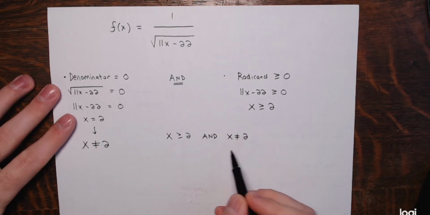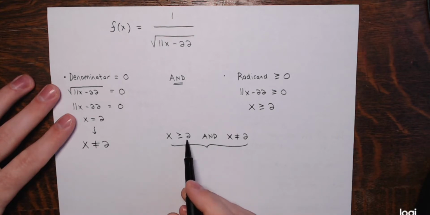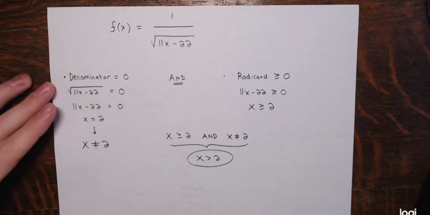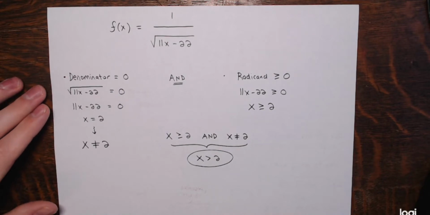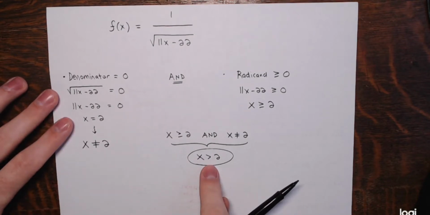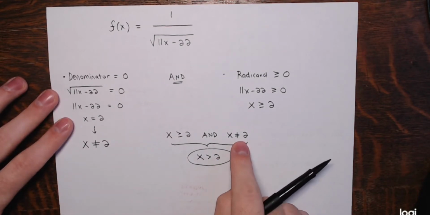So if you put those statements together, must be greater than or equal to 2, but not 2, that just gets rid of the equal sign in the inequality. So x must be strictly greater than 2. There's a description of the domain of this function. All the values of x that you can actually plug in and get a real number output. So all the numbers greater than 2, but not 2 itself.